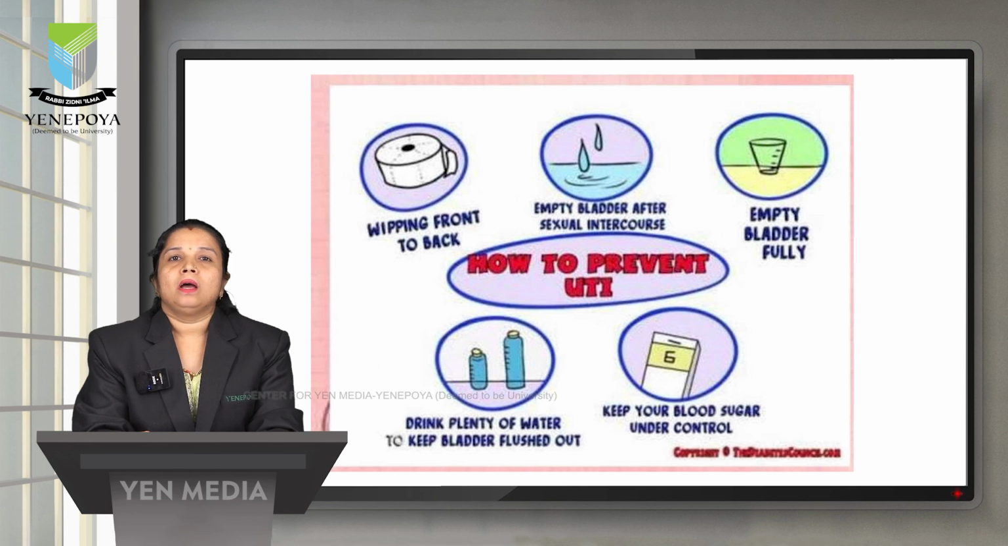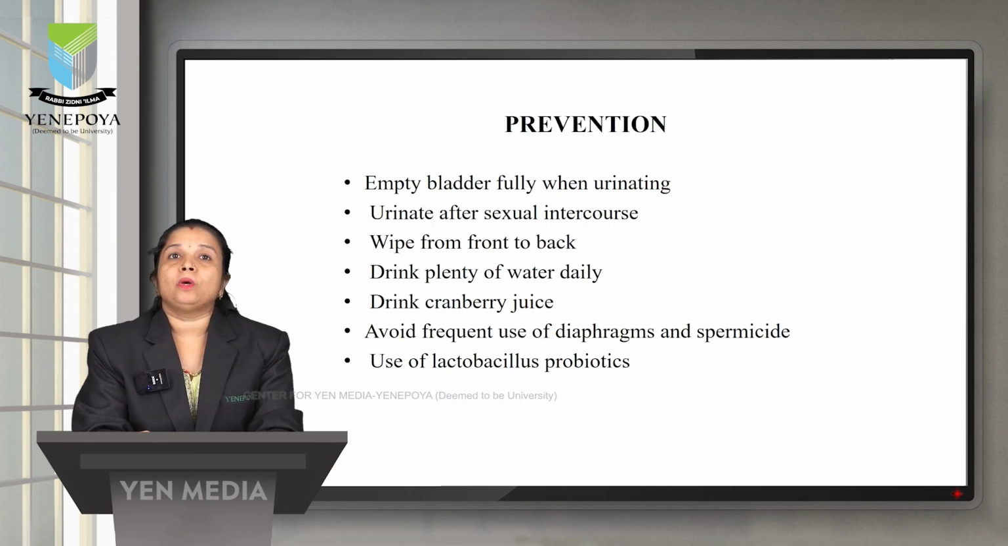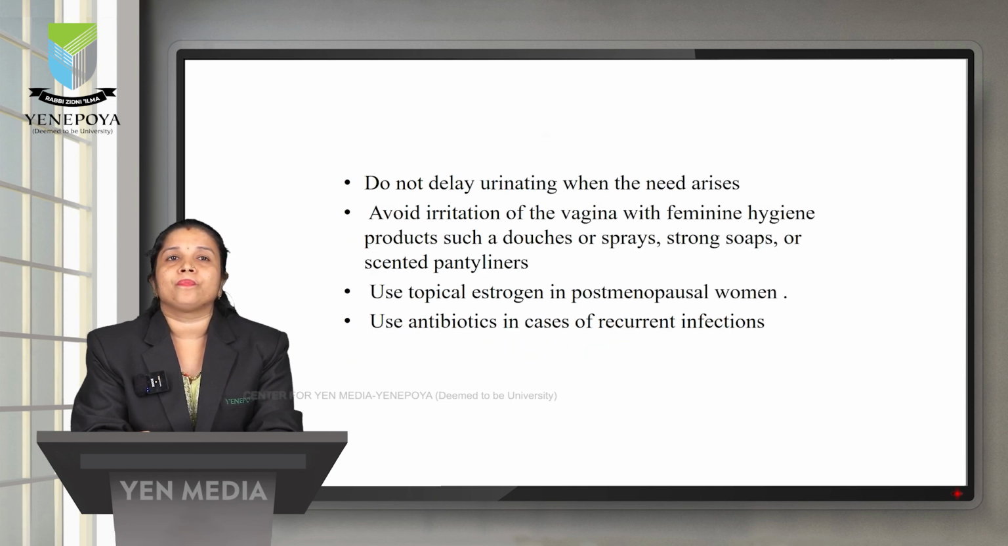Next, moving to the preventive measures. The preventive measures for a patient with urinary tract infection: empty the bladder fully when urinating, urinate after sexual intercourse, wipe from front to back, drink plenty of water daily, drink cranberry juice, avoid frequent use of diaphragms and spermicide, use lactobacillus probiotics which will help to flush out the bacteria.